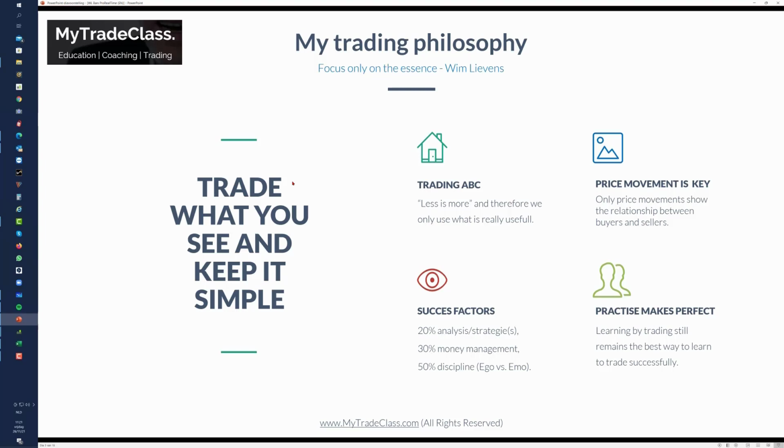Now, I also believe that in order to be successful in trading, 20% is being able to analyze prices or price movements correctly, and of course using good strategies, but 30% is money management. It's even more important to manage your positions in the right way, and all the rest is controlling your emotions, leaving ego at the door, and well, it's the discipline. That's more for trading plans, diaries, and so on.